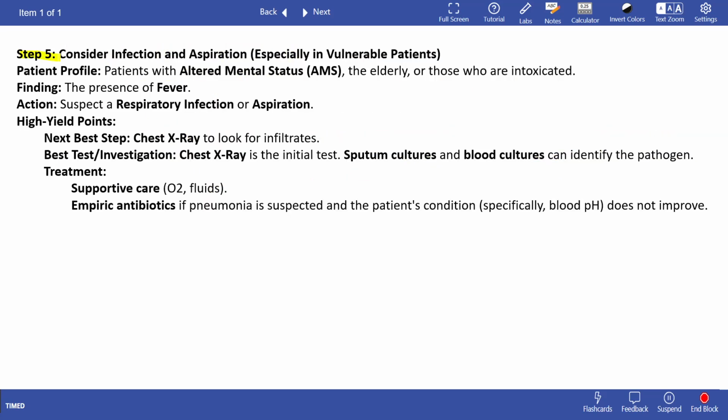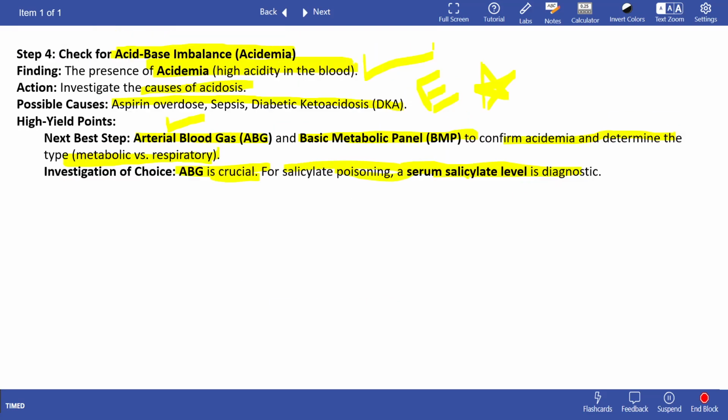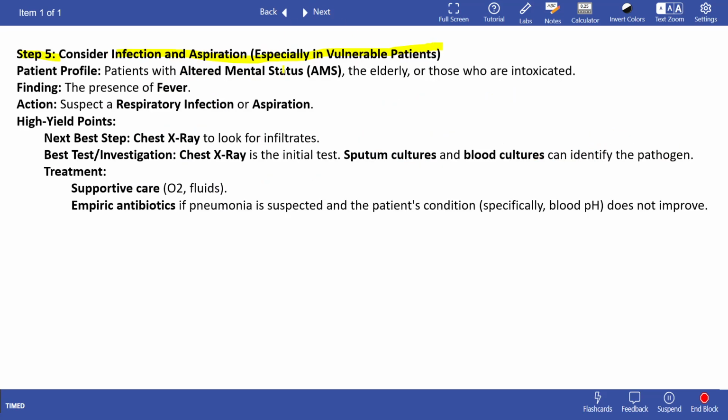So step 5 would be to consider infection. Now, after ruling out all of these steps, we have to consider infection in vulnerable patients, such as patients with altered mental status, or the elderly, or those who were intoxicated, because they obviously cannot protect their own airway. And you also have to remember that dementia patients are also included in this demographic. Dementia patients, right? You have to remember.